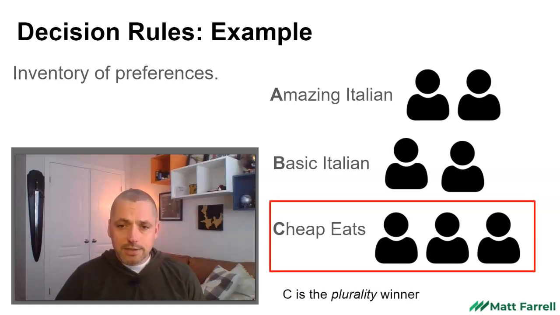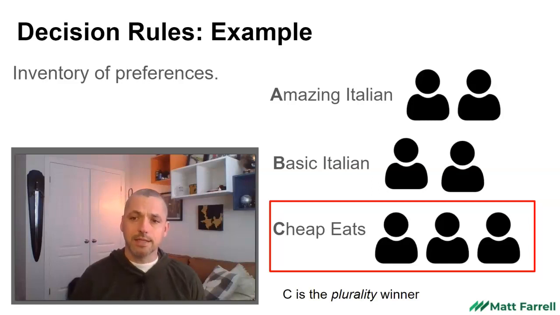And at first glance, we can do a quick canvass and find out that C would have the most votes. In that sense, 3 people out of the 7 want option C. They prefer fast food over the 2 different Italian options. So in this model, we would call C the plurality winner. Plurality winner has the most votes.